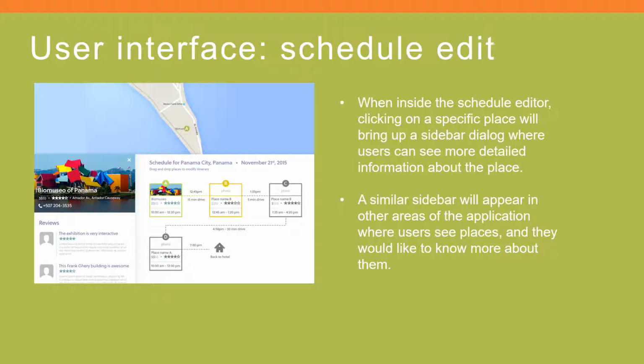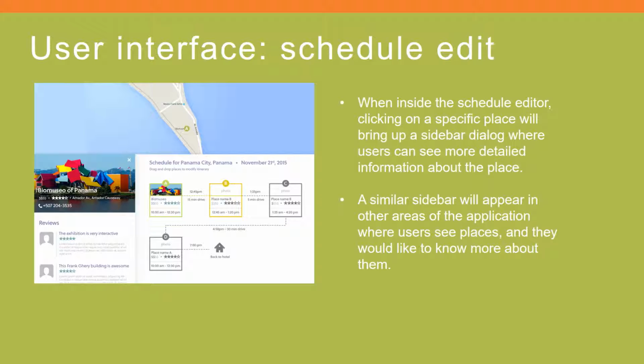In the places sidebar, this is an element that will appear in all the different areas of the application. Wherever a user sees a place, they'll be able to click on it and they'll get this sidebar. So in this sidebar, they'll see a larger picture of the place and its name big.